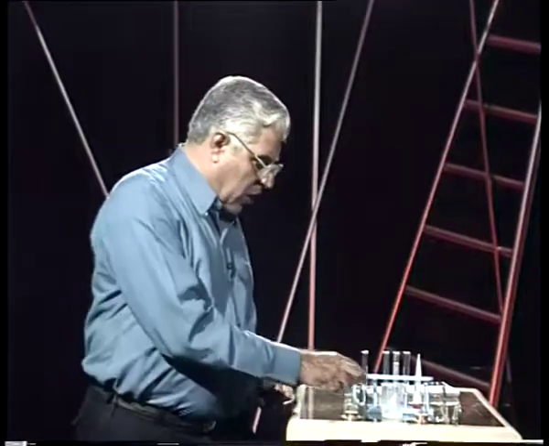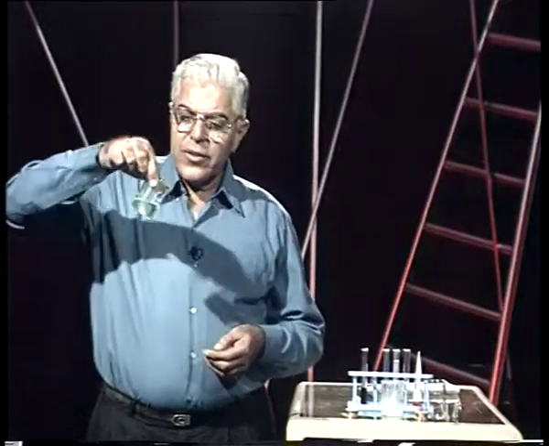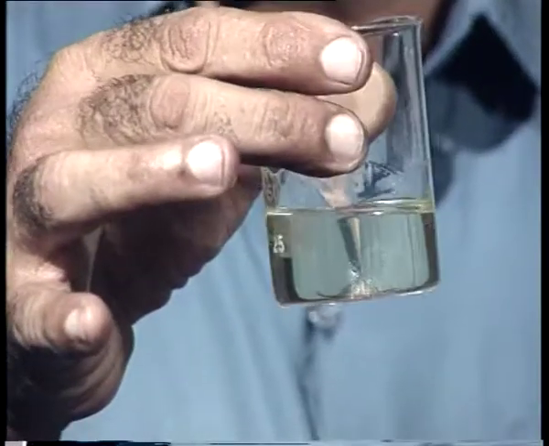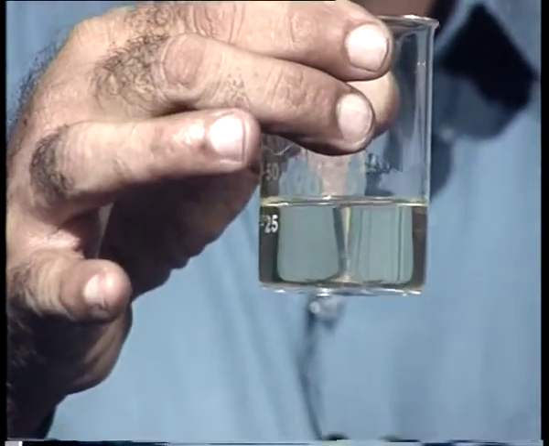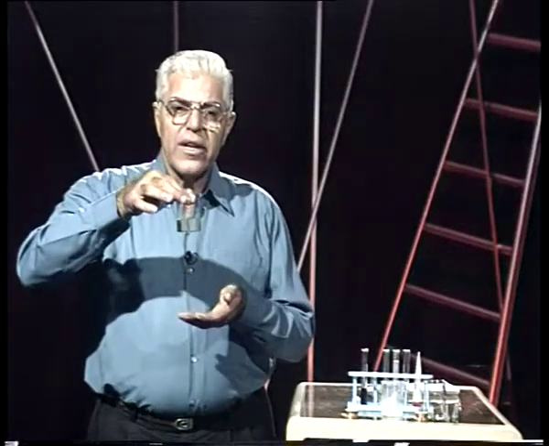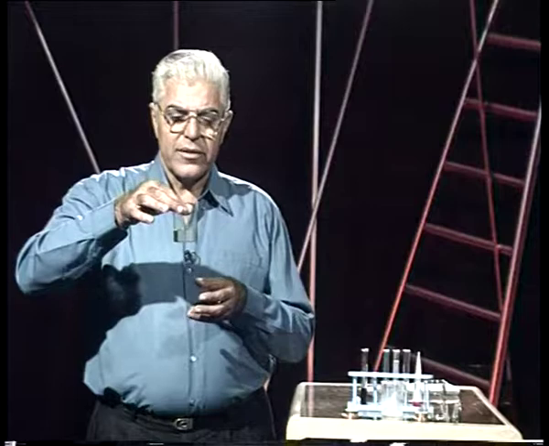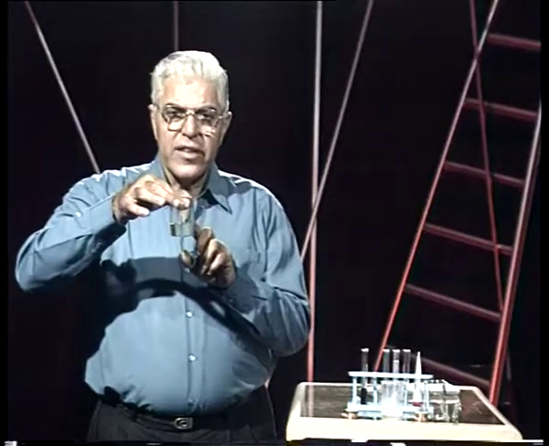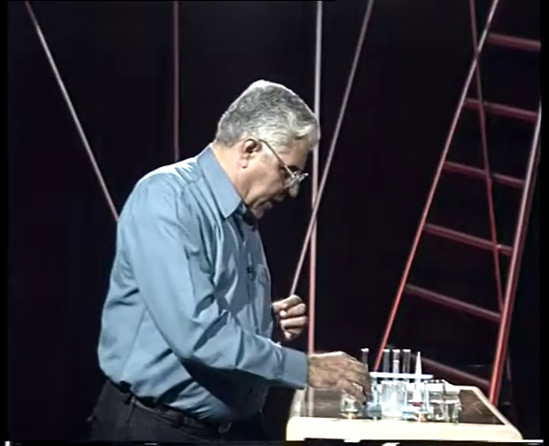In our next experiment, I'll be making use of this liquid, which is a viscous liquid and is called unsaturated polyester resin. It is a polymer which has been dissolved in a reactive solvent. Now we will make use of this liquid and two other chemicals.